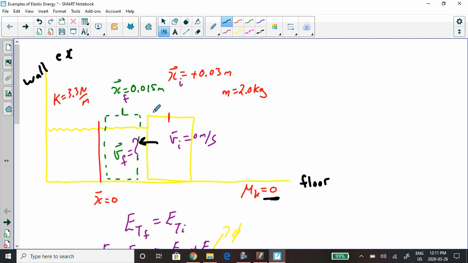Now, how fast will the box be moving when its new position, its final position, is 0.05 meters? That's what we want to calculate. Well, how could we do this?